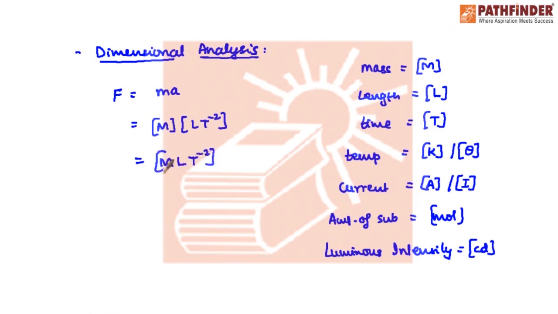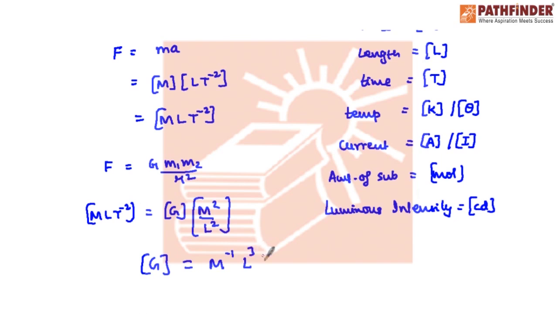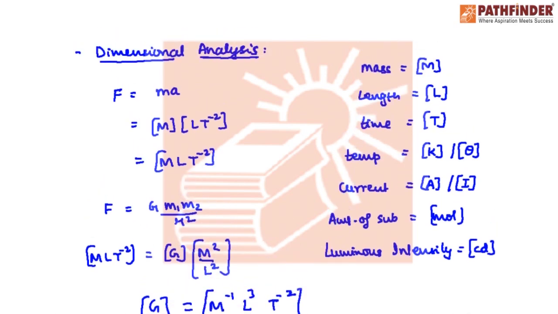Now suppose the dimensional formula for the gravitational constant is asked. We take F = G m1 m2 / r squared. So we write M L T to the power minus 2 is equal to G M squared by L squared, and then we can calculate G as M to the power minus 1, L to the power 3, T to the power minus 2. So this is the basics of dimensional analysis.